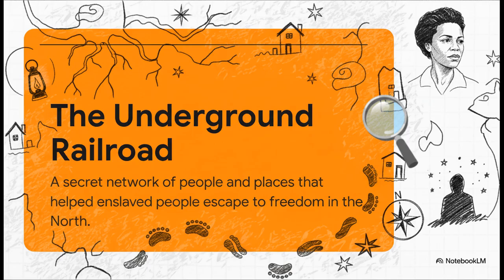The Underground Railroad, it wasn't a real railroad with tracks and trains. It was a secret network of incredibly courageous people, both black and white, led by heroes like Harriet Tubman. They risked everything to create a path to freedom. It was a powerful, stunning act of resistance.